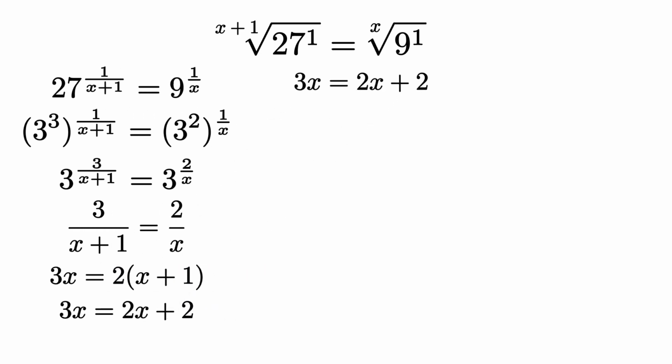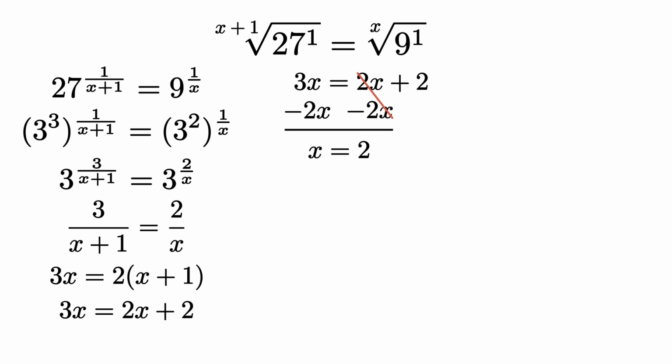From here, we can subtract 2x on both sides, and then we get x equal to 2. And lo and behold, we get the value of x. Of course, when it comes to solving for x, we want to verify that this is correct by plugging it back into the original equation.